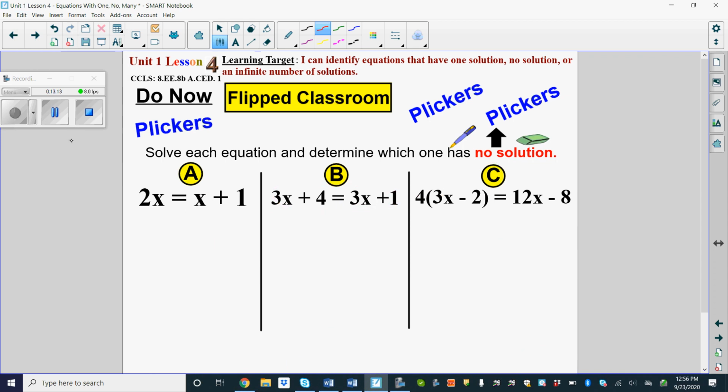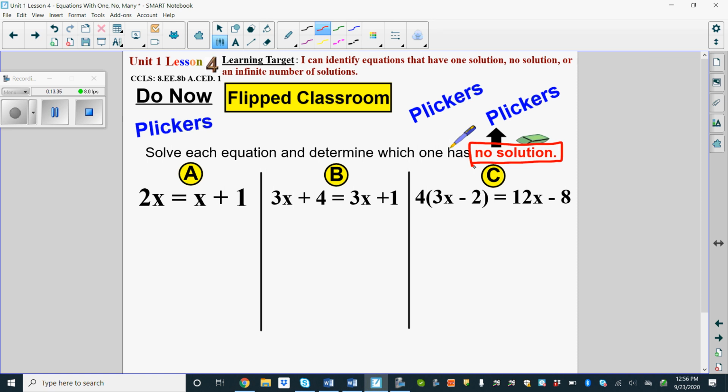So now we have this page, all right? We are going to go through each one and we're going to go into detail about what each solution means. In this case, we haven't really seen this yet, but they want to know which equation has no solution. So we're going to go through all these and figure this out together. So let's start with A.